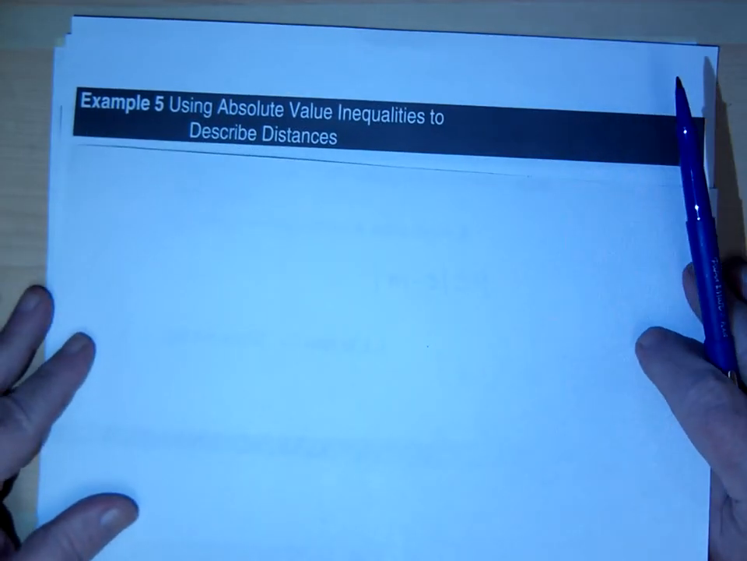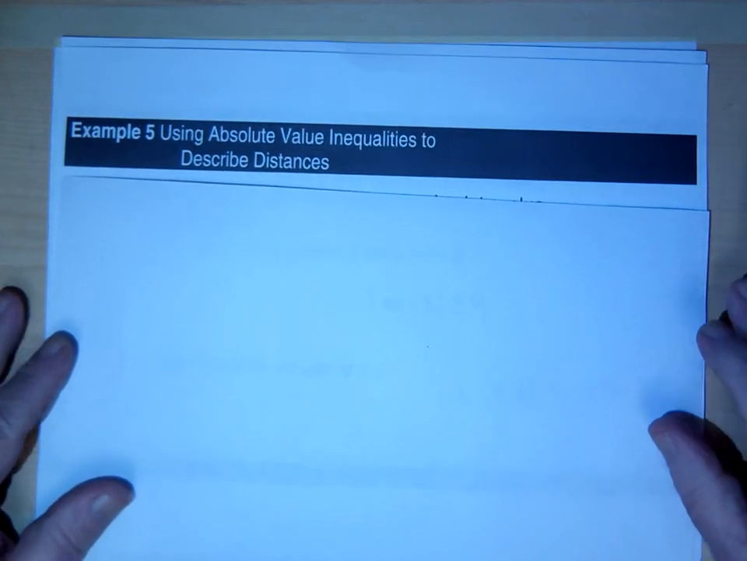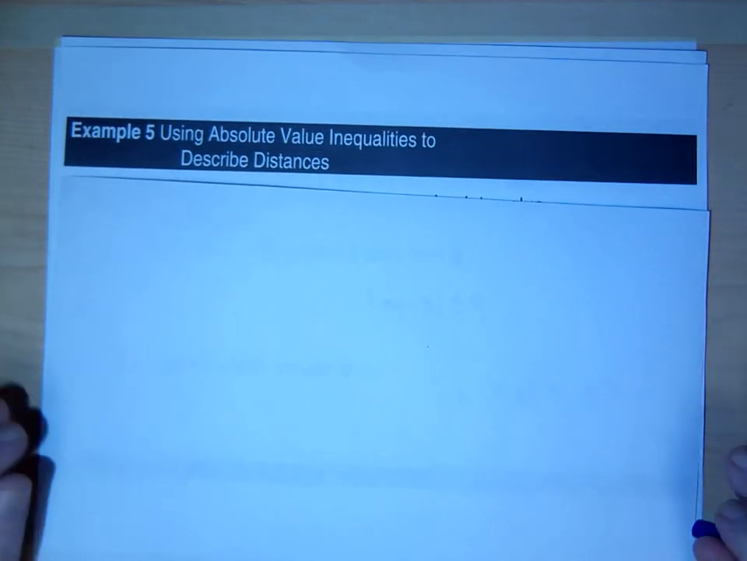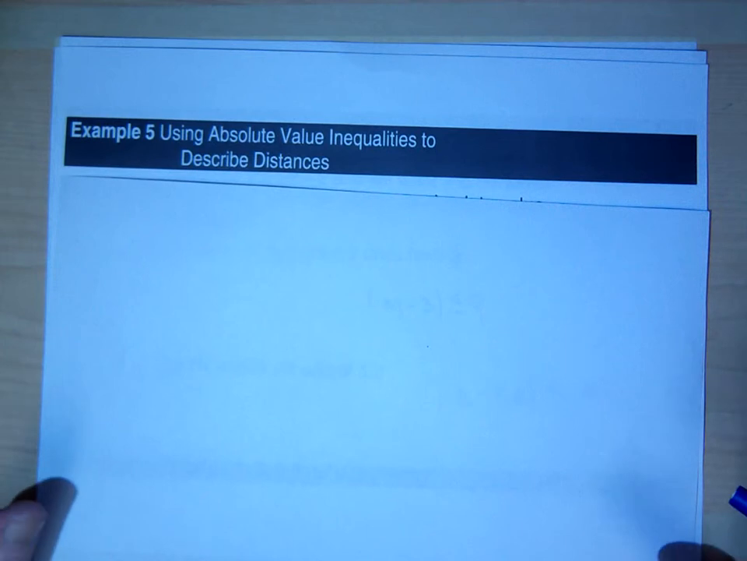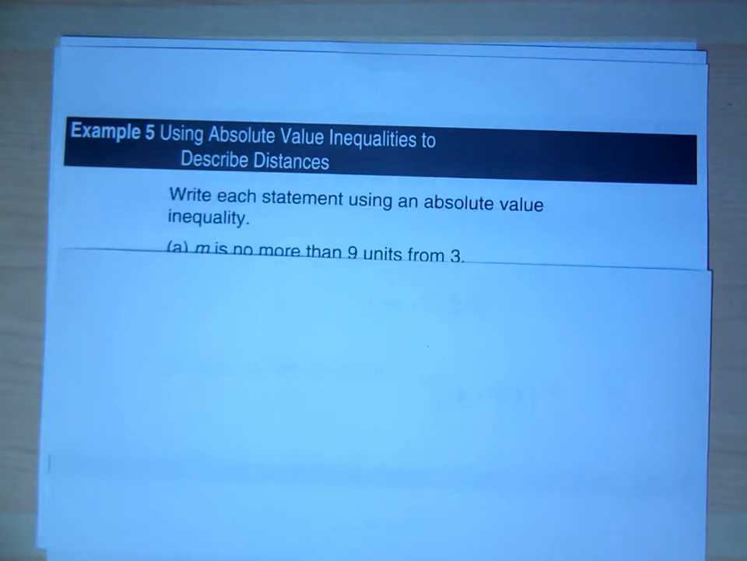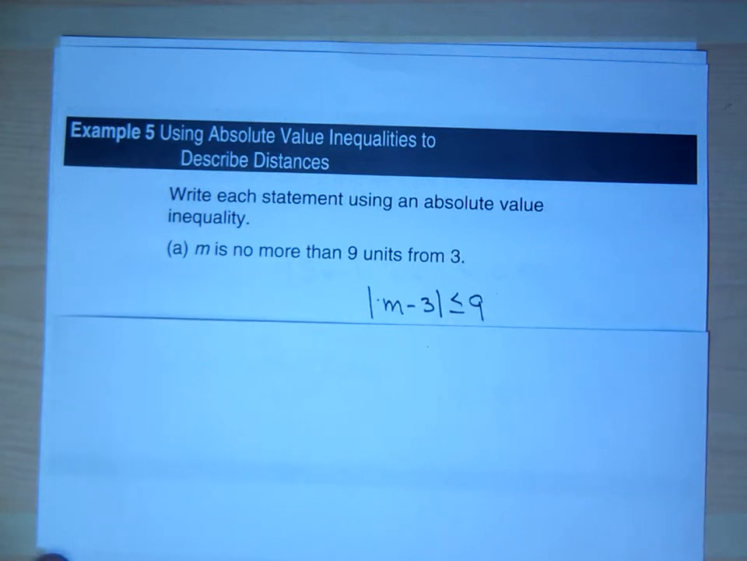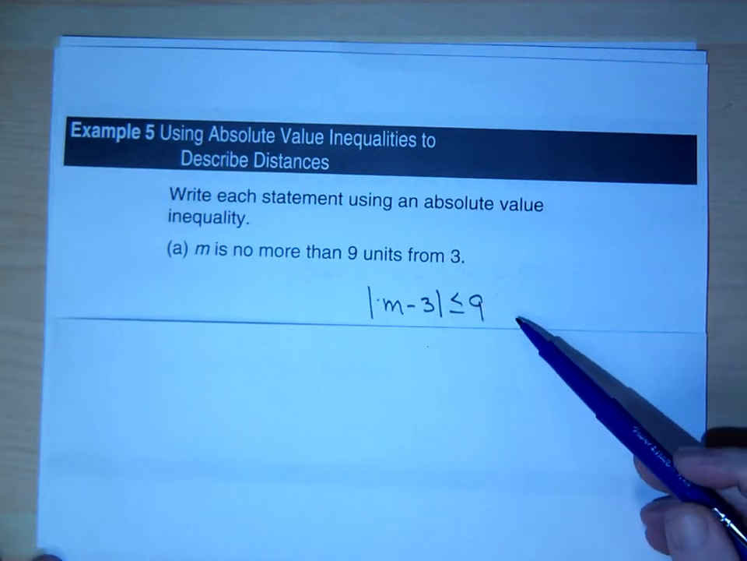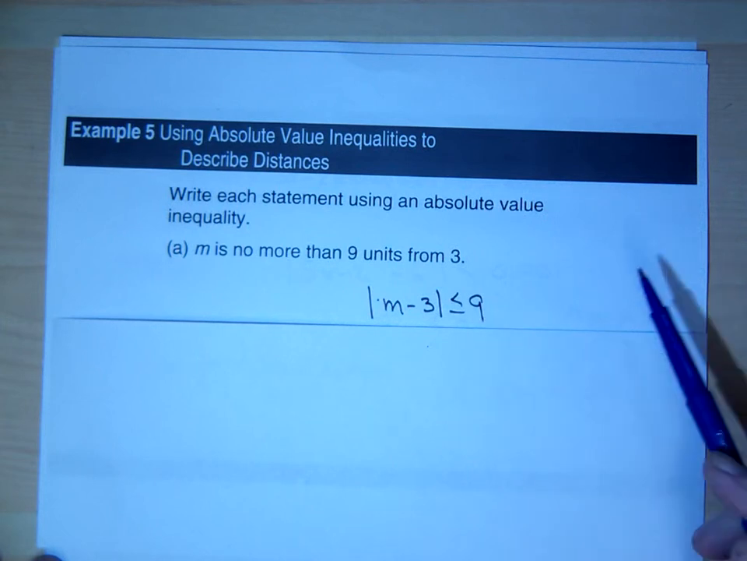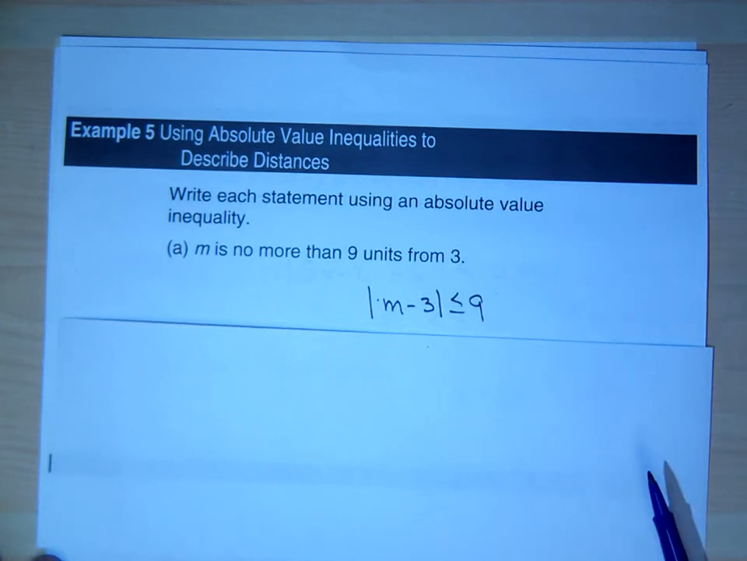Now, absolute values do have applications in describing distances and also in describing tolerances. Let's look at a couple of examples here called example 5. So suppose I say that m is no more than 9 units from 3. That means the distance from m to 3 is no more than 9. That means it is less than or equal to 9. So here I'm using the absolute value to describe a set of words.